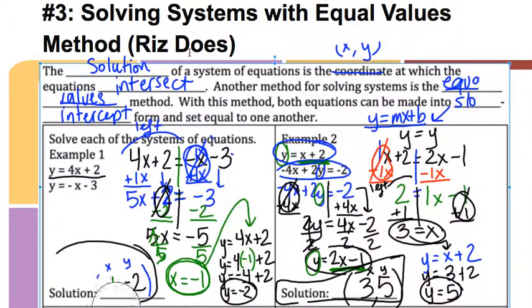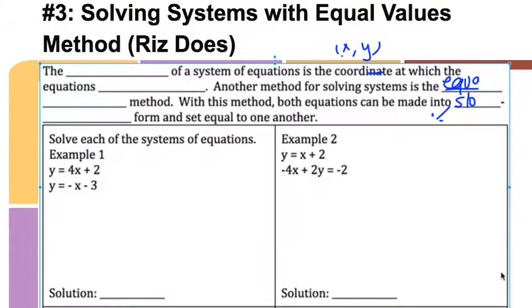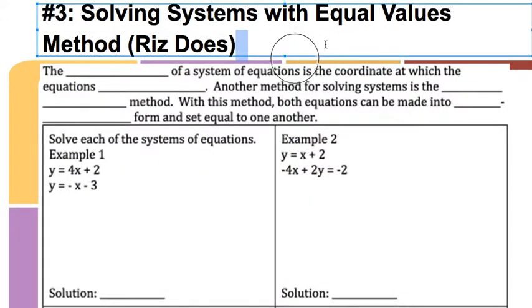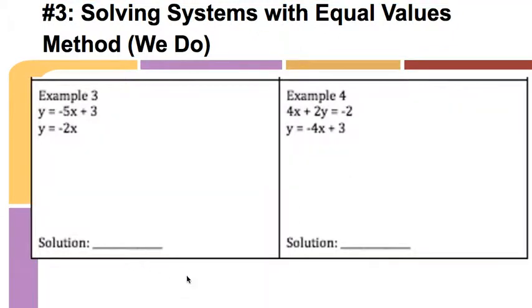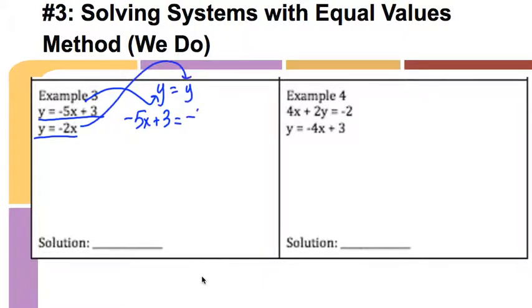Okay. This again would be a good place to pause, ask questions, and start to figure out what is a pattern that you notice in these problems. Here's example 3. This one, both equations are in y equals mx plus b form. So again, I'm saying that y is equal to y. So if y is equal to y, then negative 5x plus 3 is equal to negative 2x.